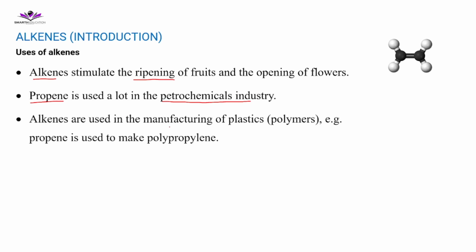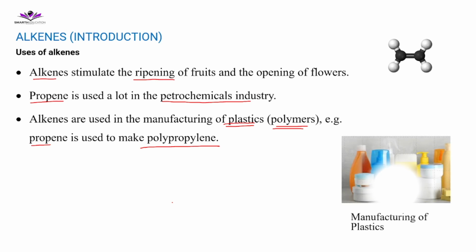And then alkenes are used in manufacturing plastics. We're going to look at polymers and polymerization later. For now, just know that alkenes are used a lot in the manufacturing of plastics, which are polymers. Propene, for example, is used to make polypropylene. Alkenes are used a lot in the polymerization process. So remember, now I'm just giving you introductions of each homologous series, and later on we're going to look at the naming in detail. We're going to look at the physical properties, and we're going to look at the chemical reactions involved with each homologous series.